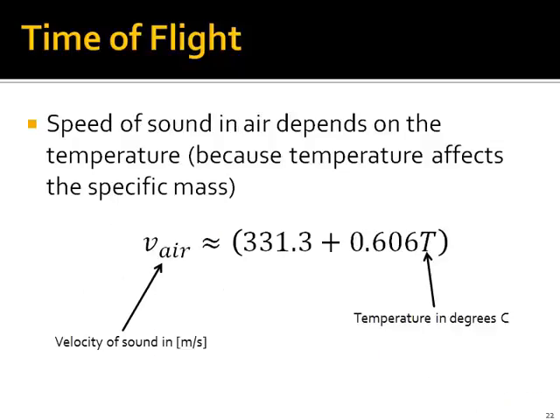You should also note that the speed of sound in air does depend somewhat on the temperature, since the temperature affects the specific mass. This equation gives an approximation for the velocity of sound in air based upon the temperature in degrees Celsius. Note that since we have sensors to measure the temperature of the robot's environment, if we needed to be very accurate with our time of flight calculation, we could use the combination of sensors in order to calculate the velocity of sound and then calculate the distance to an object given time of flight.